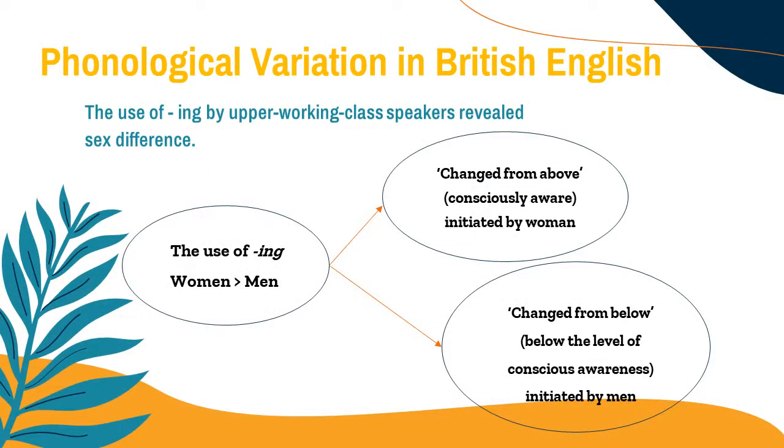A further analysis of the use of -ing by upper working class speakers revealed an unexpected sex difference. Women were found to use -ing more often than men. This suggests that change from above, Labov's term for changes of which speakers are consciously aware, may well be initiated mainly by women. There is further evidence that other changes are taking place from below, that is, below the level of conscious awareness.